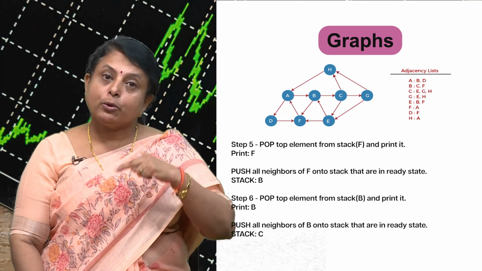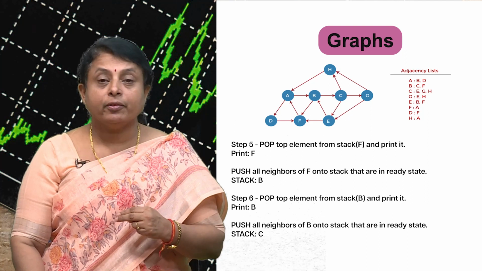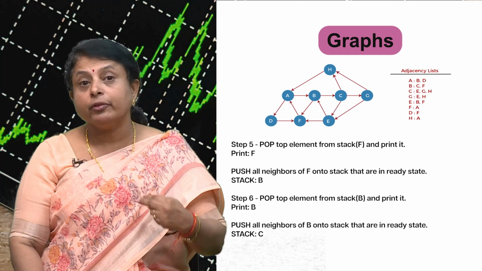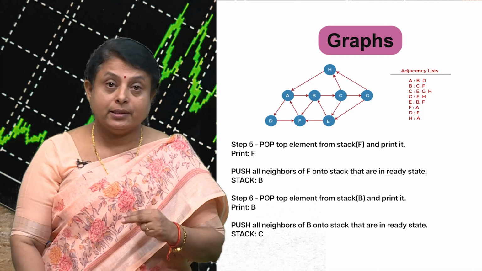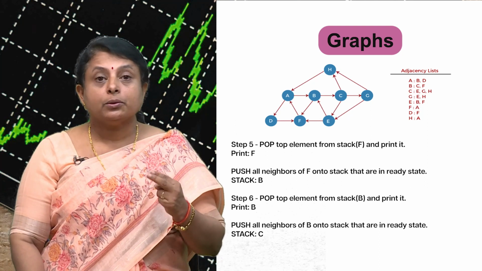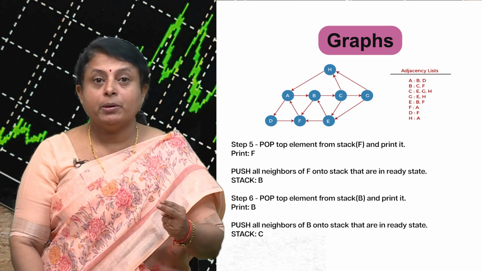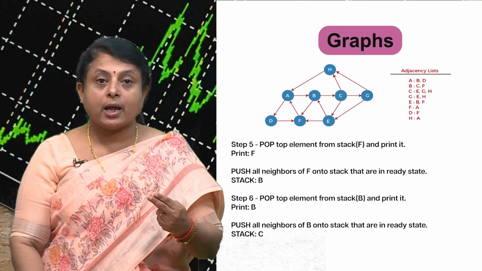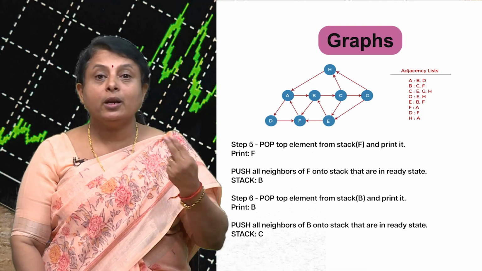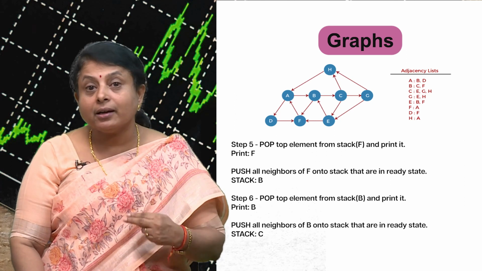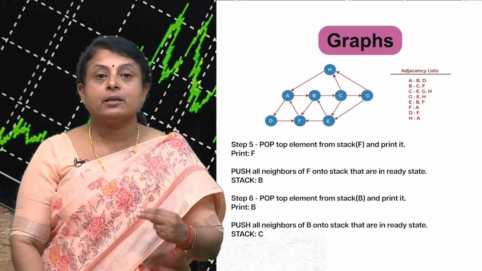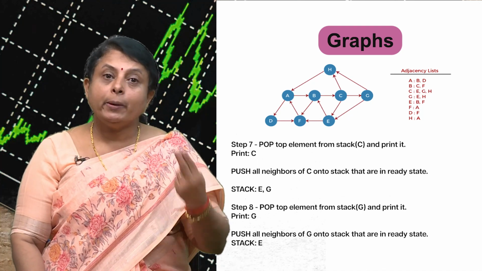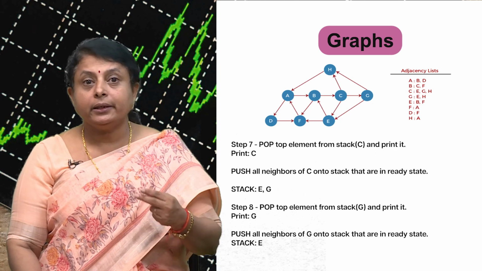Step 5, pop the top element from the stack, that is F, and print it, and then push all neighbors of F into the stack that are in the ready state. So, there are no unvisited graph elements. So, the stack is equal to B. Step 6, pop the top element from the stack B and print it. Push all neighbors of B into the stack that are in ready state, that is, the stack will be consisting of C now. Step 7, pop the top element from the stack, that is C, and print it.